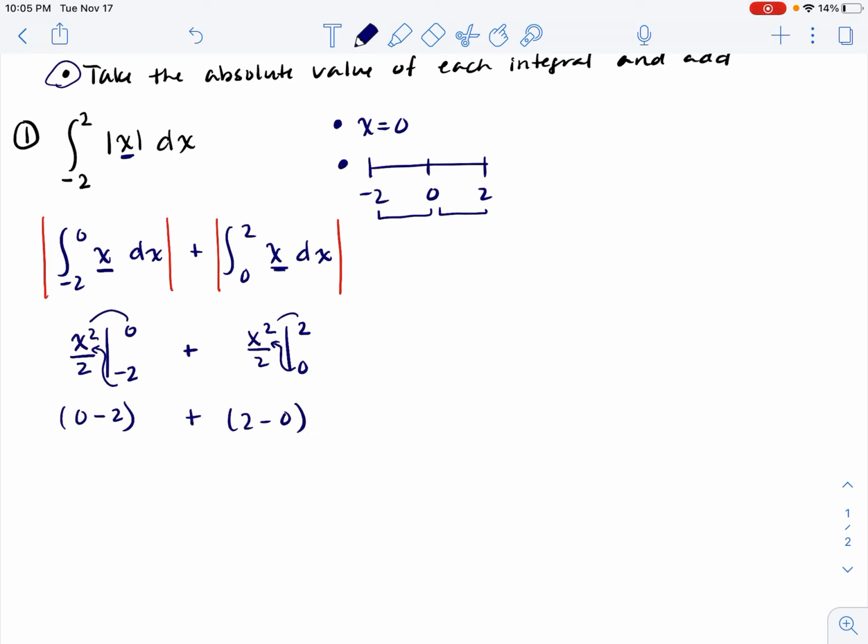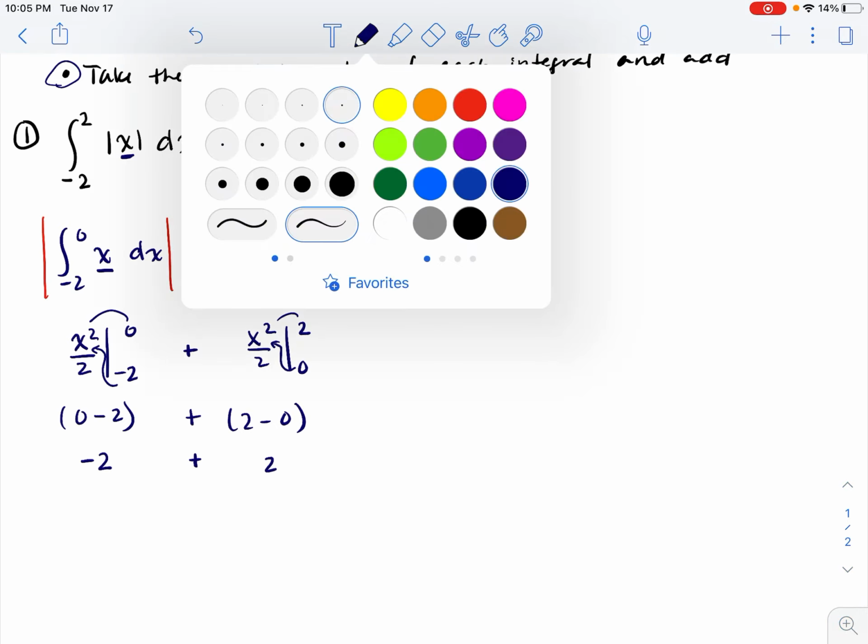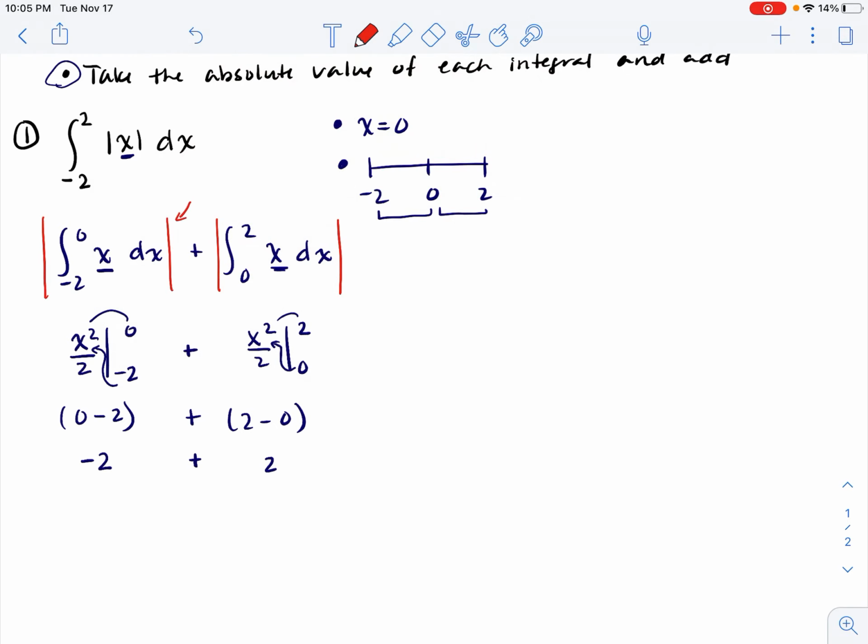Now look, the two values here are going to be this -2 and this 2. But remember what I said in the beginning: we need to take the absolute value of each of these answers. So I take the absolute value of that answer and the absolute value of that answer, making them both positive. So this is just 2 plus 2, which is 4. Now, you might be thinking, why does that work?